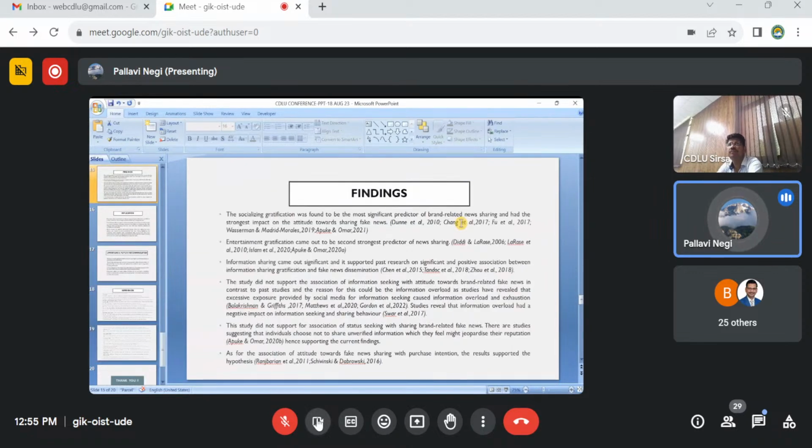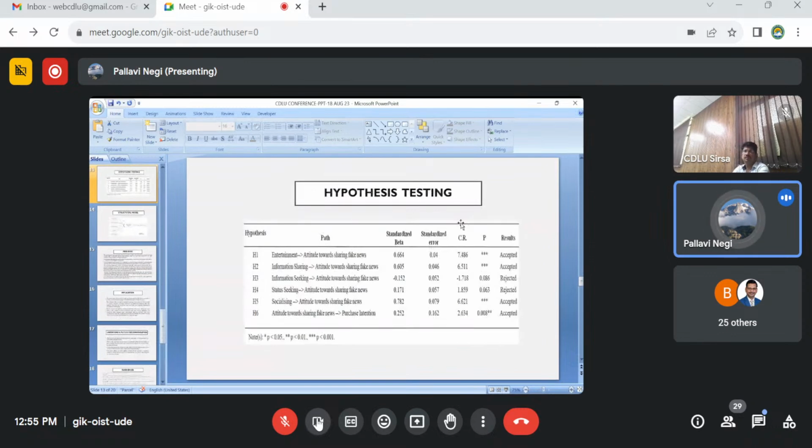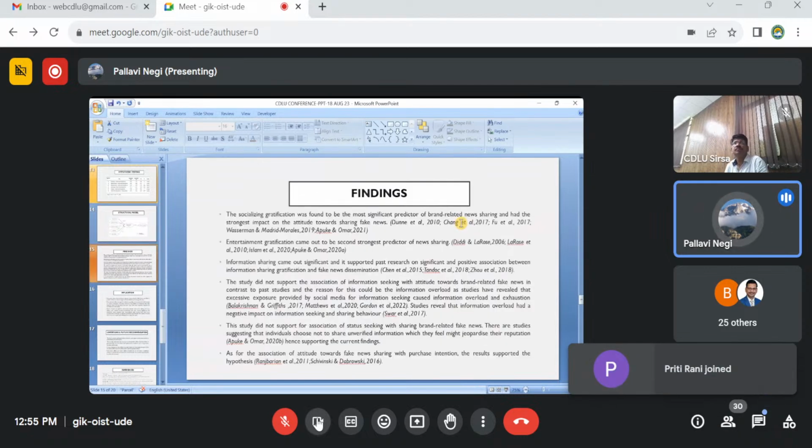Moving on to the findings, as we can see here, hypotheses H1, H2, H5 and H6 were accepted, whereas H3 and H4 were rejected. Socializing gratification was found to be the most significant predictor, followed by entertainment gratification, followed by information sharing.